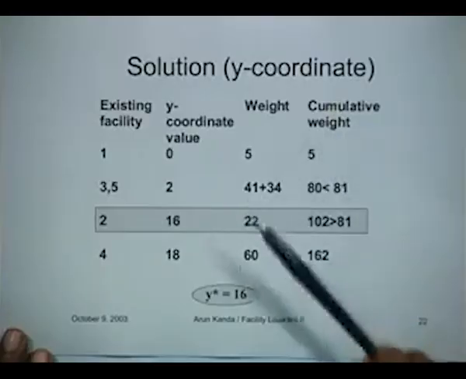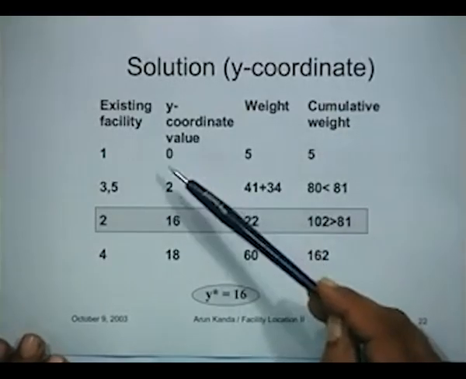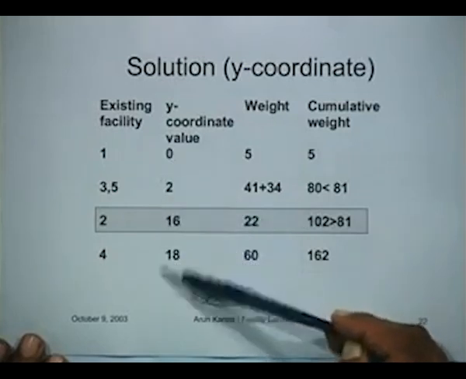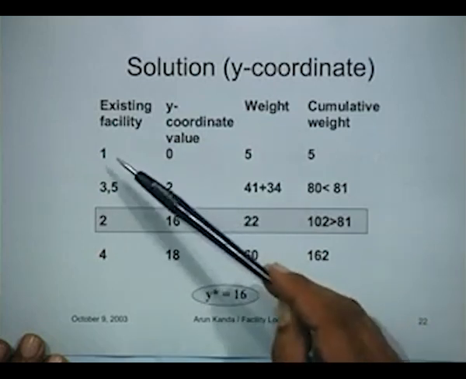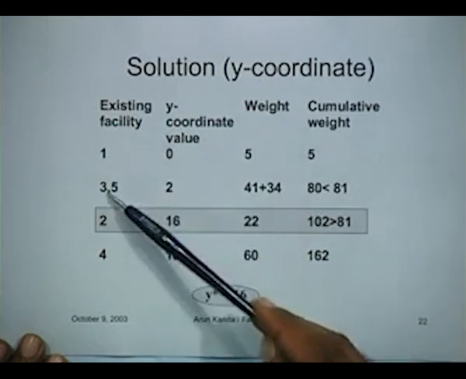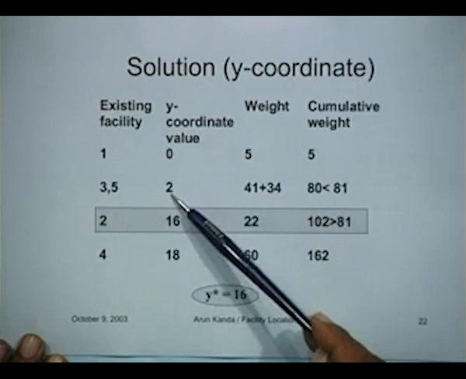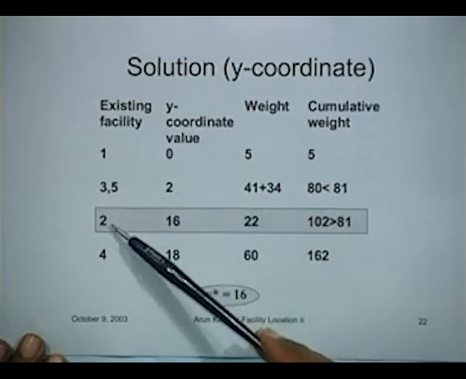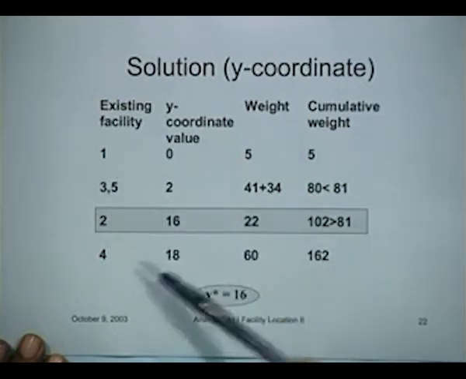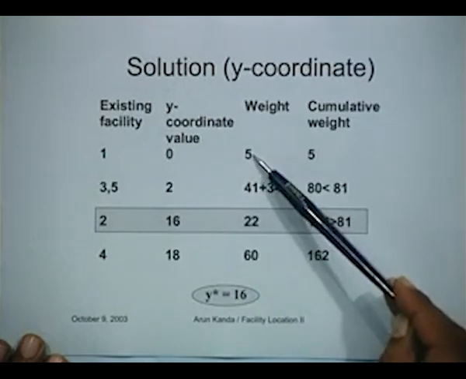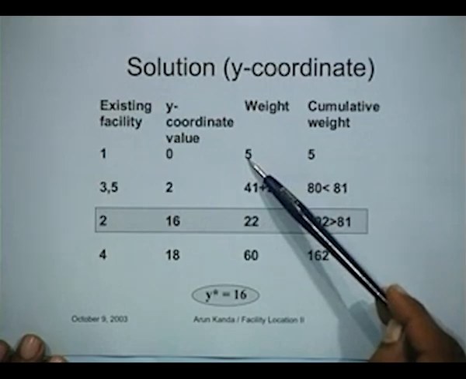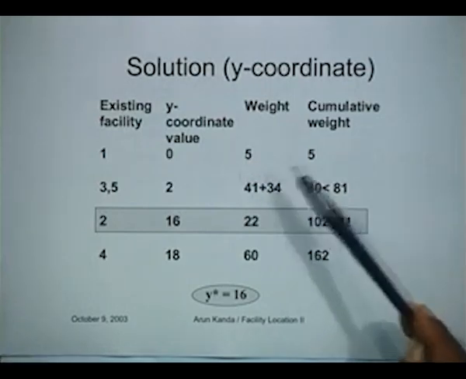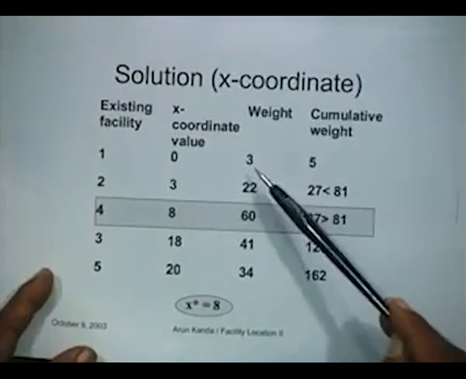Then we can do a similar procedure for the y coordinate. When you do the y coordinate, you arrange the y coordinates in ascending order: 0, 2, 16 and 18. You find that 0 corresponds to the first facility. Both facilities 3 and 5 share the coordinate 2, so we write both of them here, and then 4, in that order. And then the weights which are there, 5, 14, so this is 5. In the previous slide this should have been 5. So this particular value should be 5.